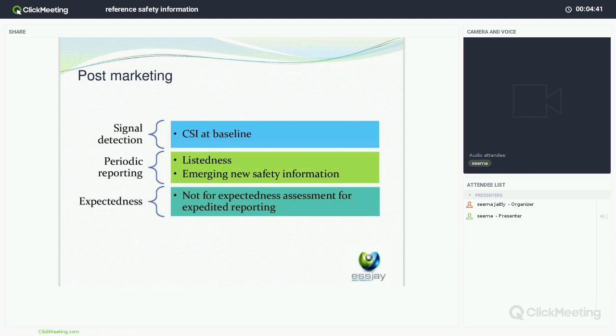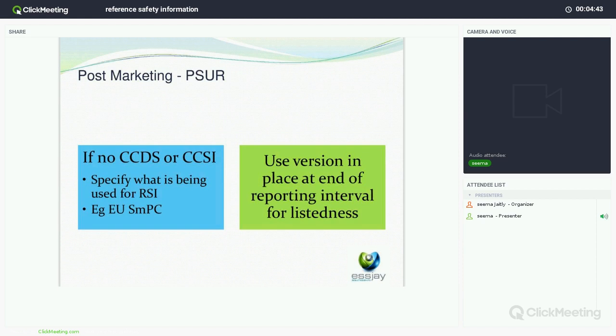Now, if we move on to the PSUR, you can see that normally within a PSUR you have your reference safety information. This is your baseline safety information that you're using to see whether there have been any changes in the interval from a safety perspective for your marketed product. Usually you would use the core safety information, and that would be appended to the PSUR.